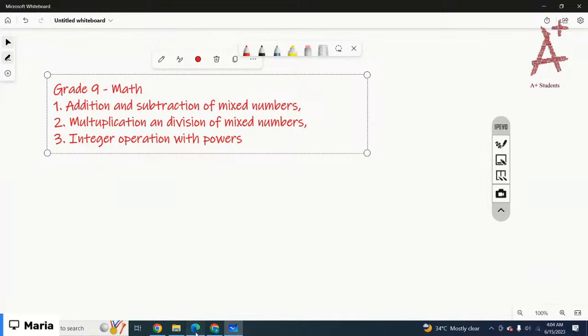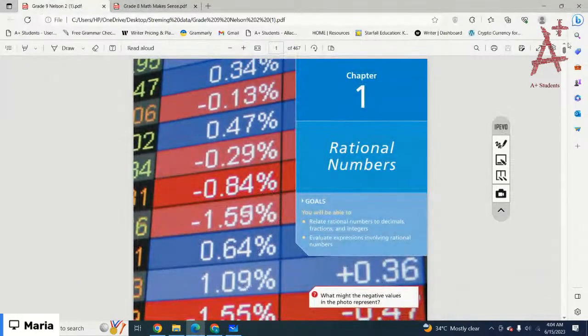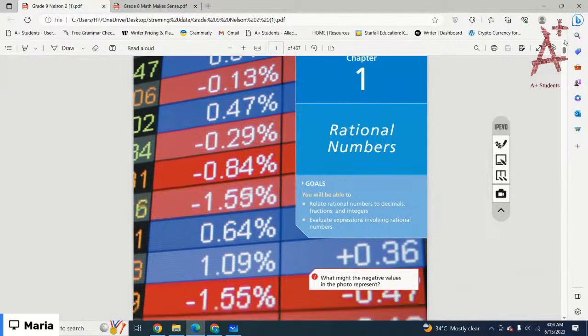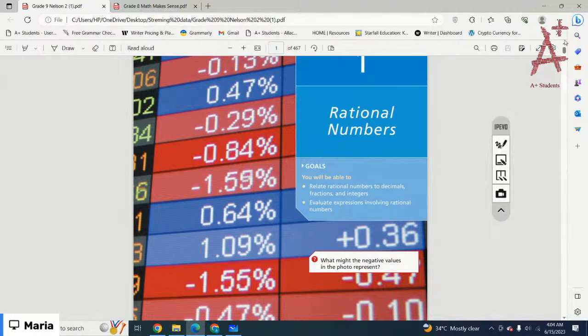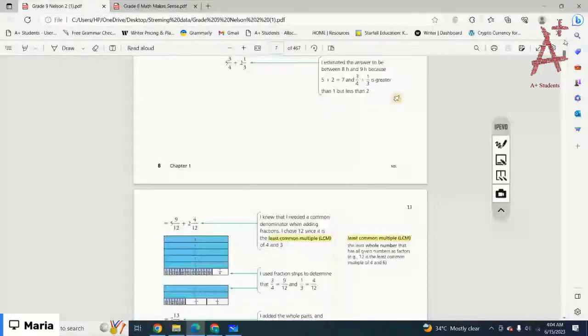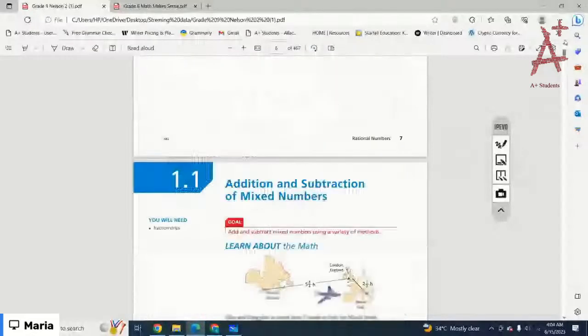Basically we're going to start with the grade 9 Nelson book. Let's start with the first chapter, rational numbers. The first lesson is addition and subtraction of mixed numbers. We're going to learn how to add and subtract mixed numbers. Got it? Let's start with the first lesson.